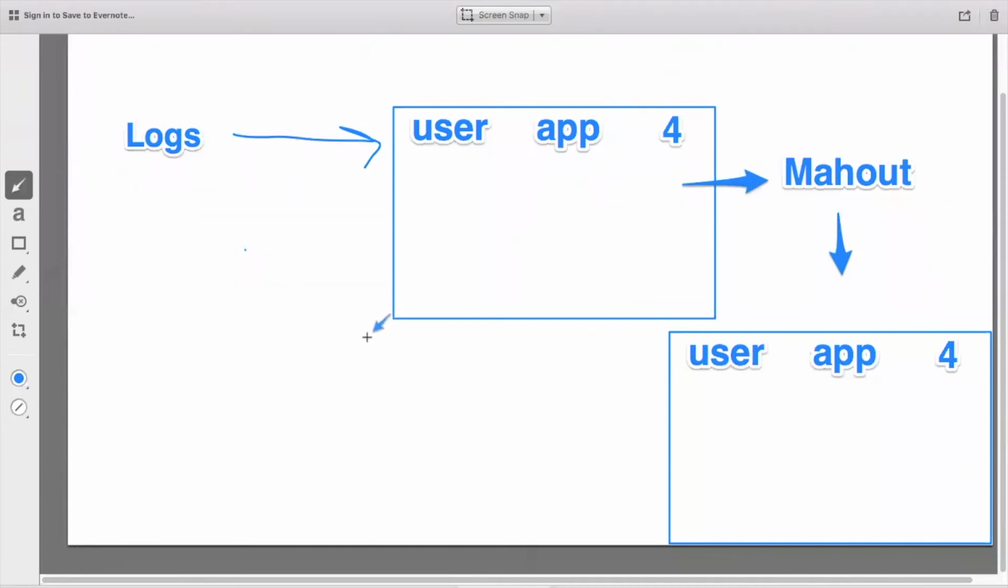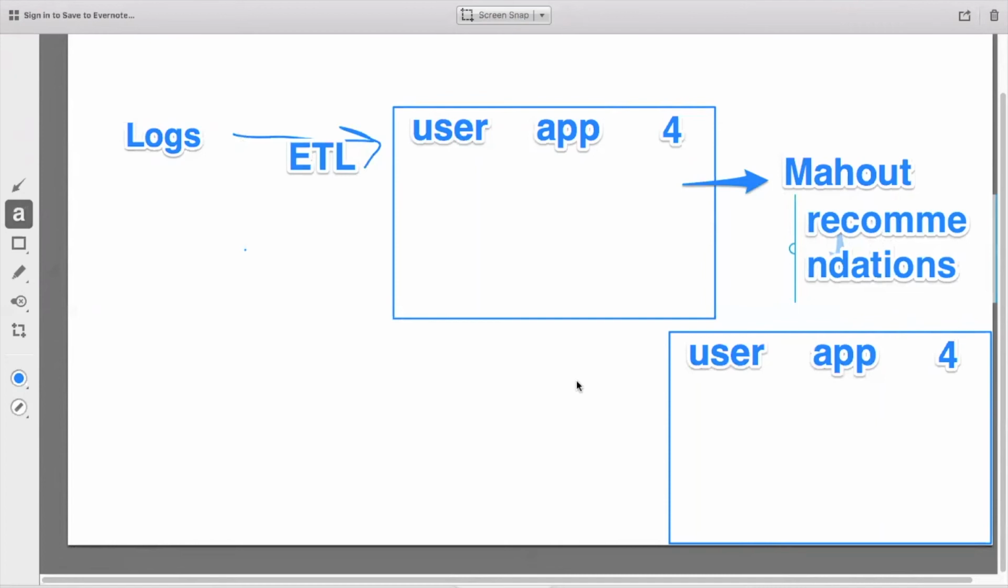Now, this seems pretty simple. This process is called ETL, and this process is called collaborative filtering, or we also call it recommendations. Does it make sense to you? Does it look really ugly to you?